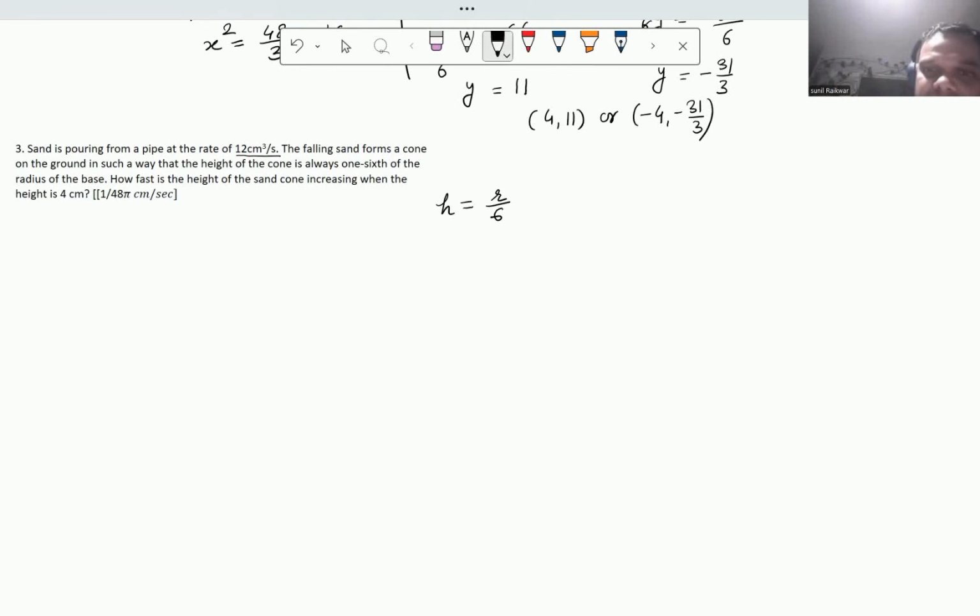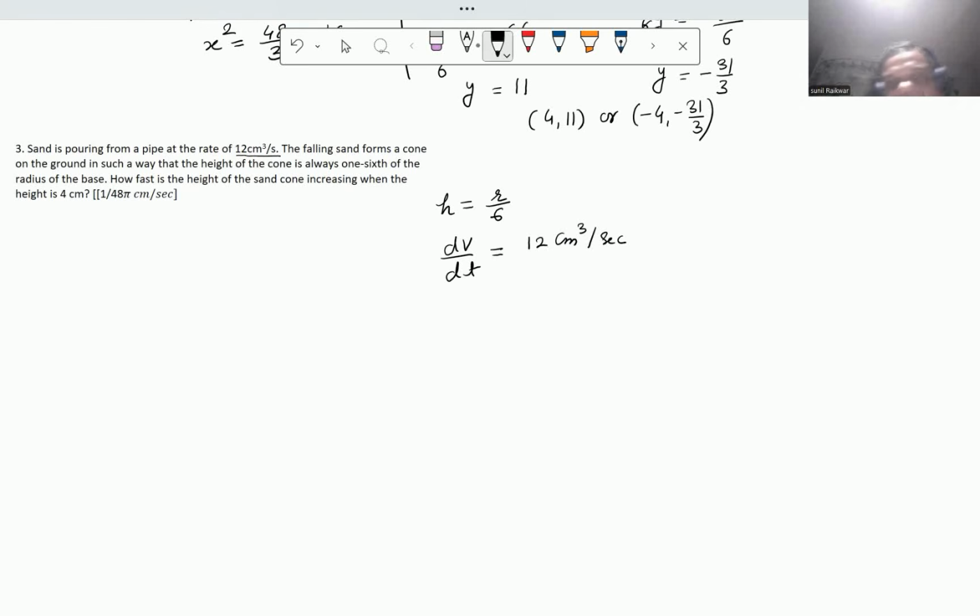And you have dV over dt, which is 12 centimeter cube per second. So we have to find how fast the height of the sand cone is increasing when the height is 4 centimeter.